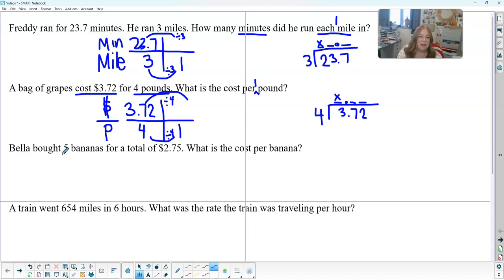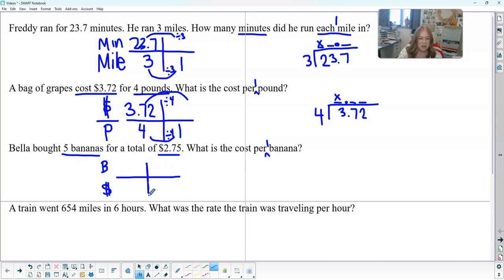Our next one says Bella bought 5 bananas and it cost a total of $2.75. What is the cost per banana? How many bananas per 1 banana? So you can see every time I'm asking myself, what am I trying to find? The cost, that's what I'm looking for, of 1 banana. So we're going to set it up. We have bananas and we have money.